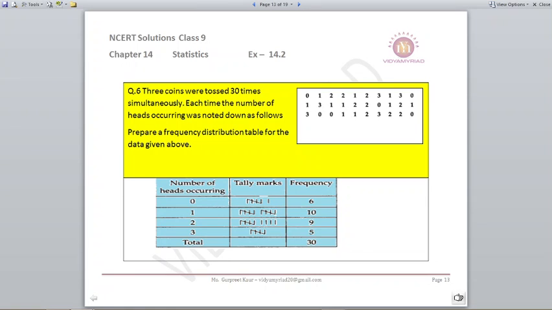Question number 6. 3 coins were tossed 30 times simultaneously. Each time the number of heads appearing was noted down as follows. Prepare a frequency distribution for the table given above. Now here we have the numbers 0, 1, 2, 3. So these are the numbers of heads occurring 0 times, 1 time, 2 times and 3 times. Based on this we have created tally marks and made the frequency out of that. So this is the frequency distribution table.